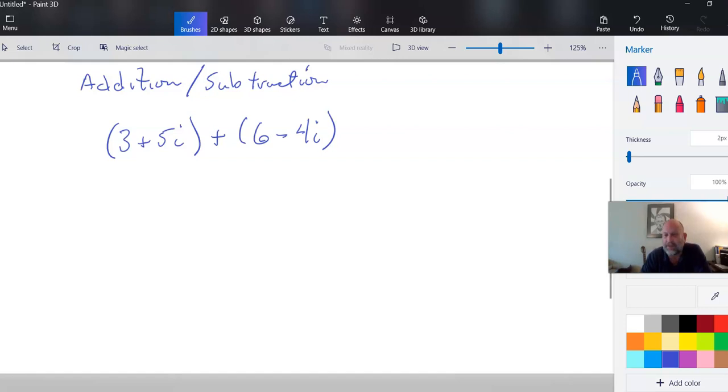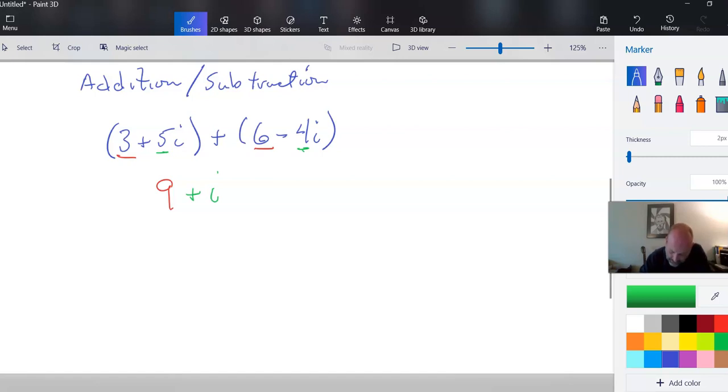Until you simplify these things and get down to it, you can really treat the i a lot like a variable. So you can think of these as collecting like terms. Really, technically, you're collecting like radicals because i is a radical expression. But yeah, we just collect our like things together. So the 3 goes with the 6, and the 5 goes with the minus 4. 3 plus 6 is 9. And then 5 minus 4 is 1, so that means it's plus 1i.